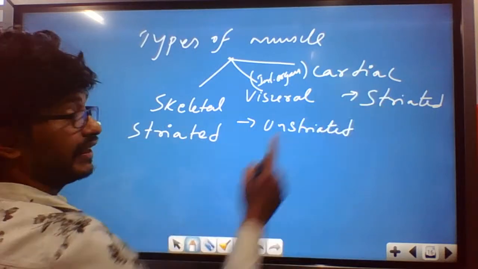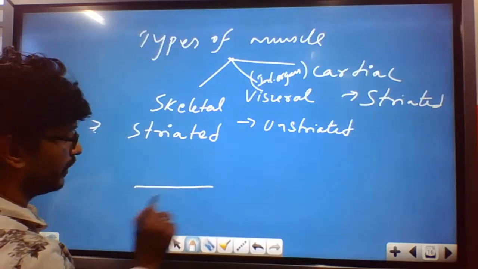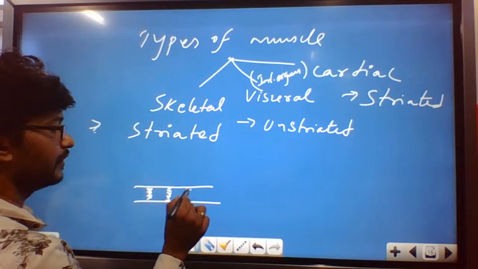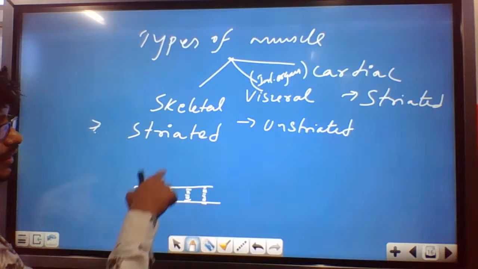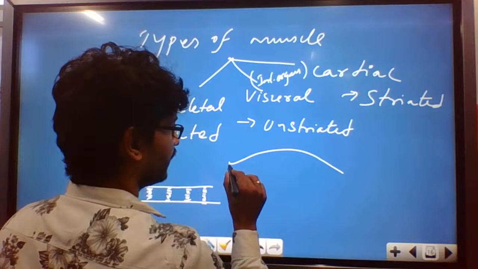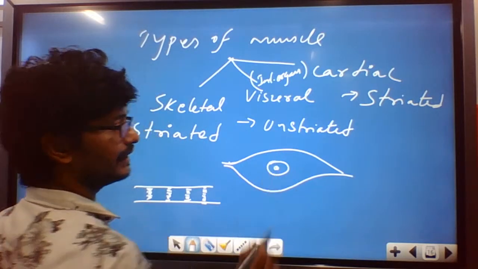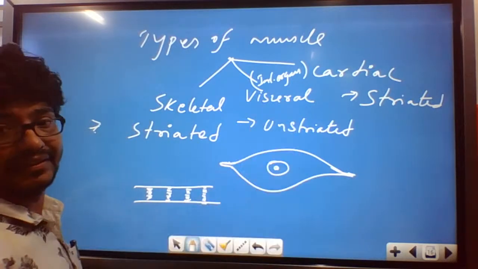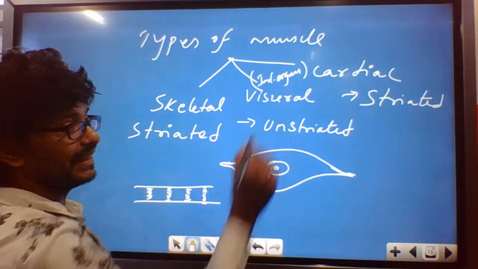So how will I differentiate? Skeletal muscle is striated. Striated means I could see the lines. For example, if I talk about a striated muscle, I could see this type of lines running along the muscle, the striations on the surface, and that's why I call it striated. Now the visceral muscles usually have this type of arrangement. Here you could see the central nucleus and the tapering ends in the visceral muscle, but you could not see any sort of striations here. So I mention this as an unstriated muscle.